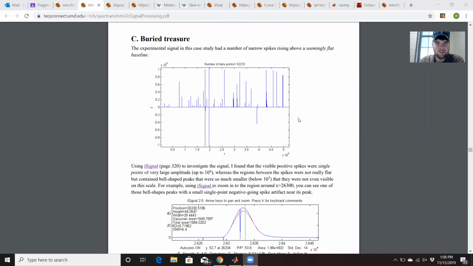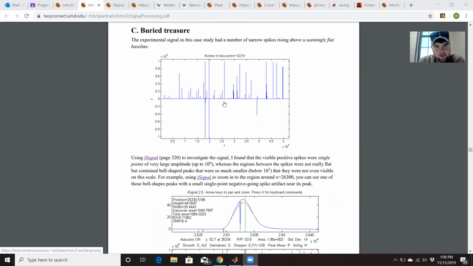Okay, now to the case study, Buried Treasure. Basically, this entire case study revolves around the use of functions and commands to evaluate and clean up your data, to view the data in sections graphically, and to eliminate noise.